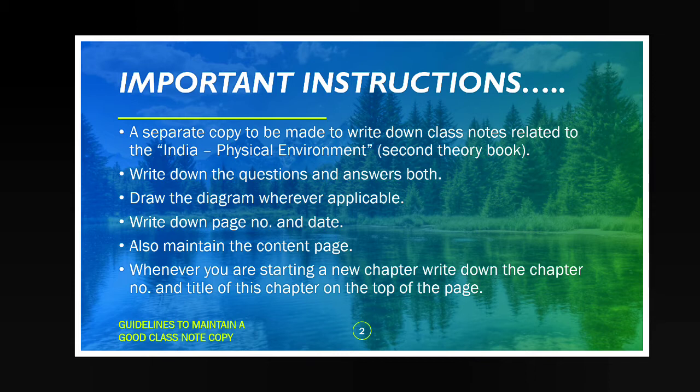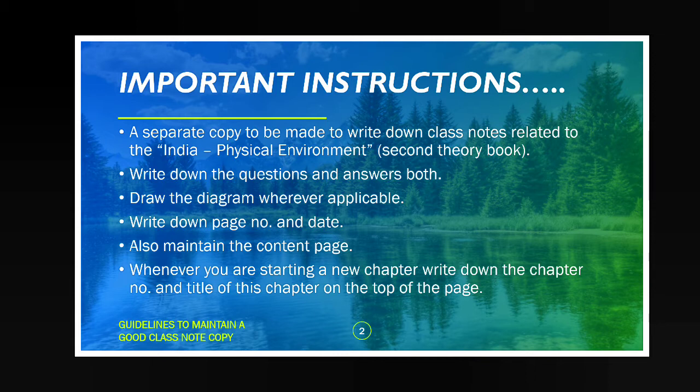Wherever you are starting a new chapter, that means today you are going to write down chapter number 1, India Location, at that time you have to write down the chapter number and title of the chapter on the top of the page, then you will start to write down the class notes. So these are some guidelines. I hope that you will maintain good handwriting and a neat and clean copy with diagram, with class notes and everything, and also you will recheck everything, so that you do not mess up the things or make mistakes. This is the guideline to maintain a good class note copy. So here you have to use a separate copy.